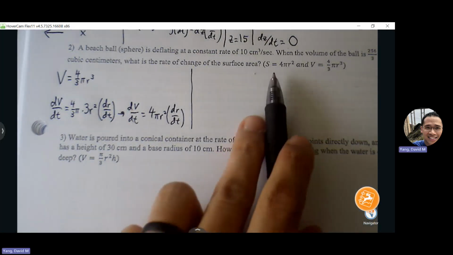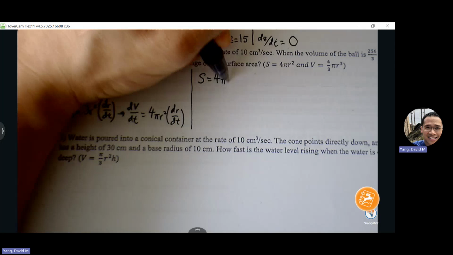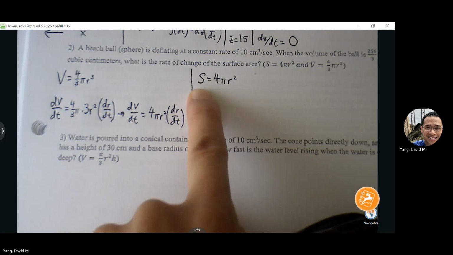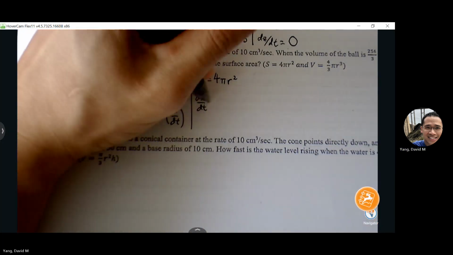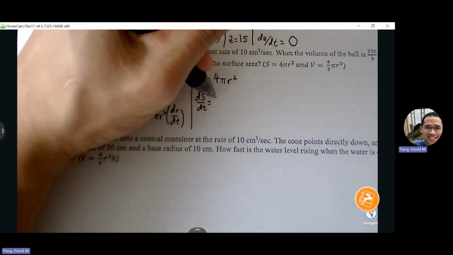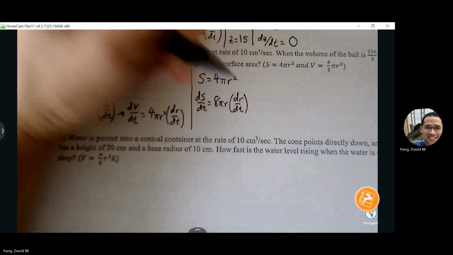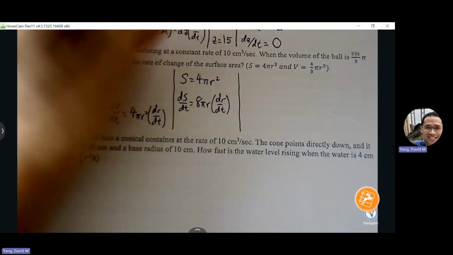Okay, let's go ahead and build the surface area equation. S equals 4 pi R squared. Let's find the derivative. What's S's derivative? It's the 2. 4 pi stays, we bring the 2 down, so 8 pi R dR/dt. Okay, so the calculus is done.